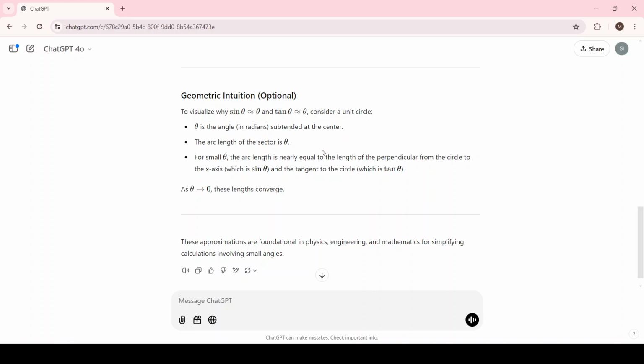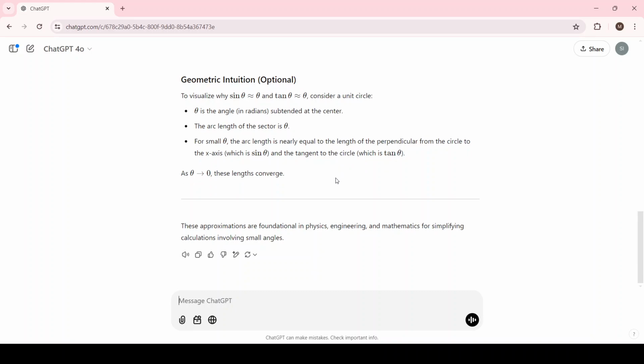"Geometric intuition. Theta is the angle in radians subtended at the centre, so the arc length of the sector is theta." Yes. "For small theta, the arc length is nearly equal to the length of the perpendicular from the circle to the x-axis, which is the tangent to the circle." Yeah, I mean, that's basically right. So that was basically the geometric argument we gave, which is as theta gets small, the arc becomes close to the straight line in the appropriate triangle.